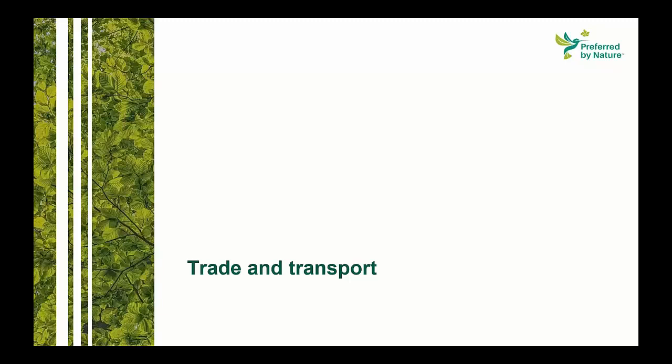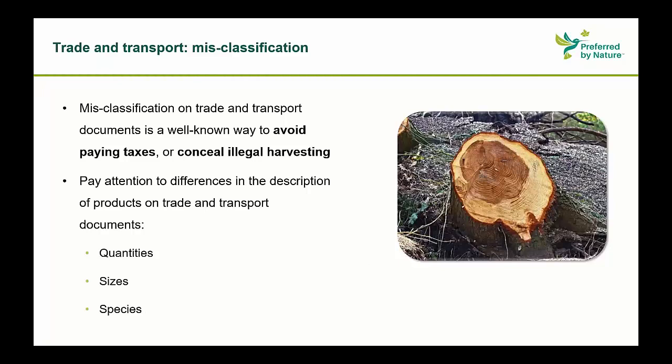Trade and transport. Things to pay attention to when thinking about trade and transport legality. Misclassification is a well-known way of avoiding paying taxes or concealing illegal harvesting. So that is quite important to keep in mind, and paying attention to differences in the description of products on trade and transport documents is important because it can reveal other illegalities happening, right?